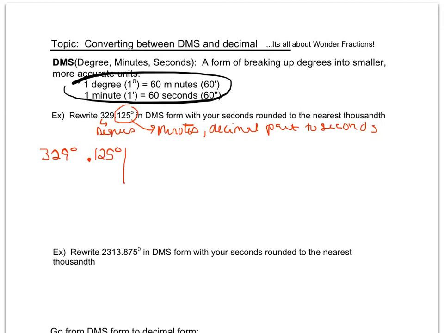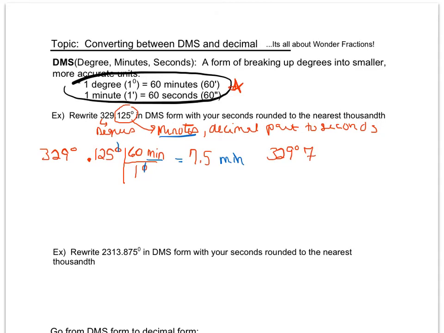So I want to get rid of my degrees and get to minutes. Well, from up here, I see that if I want to get rid of degrees, I can put it down here and say there's 1 degree. If I want to get to minutes, I can put my minutes up here, and I can see there's 60 minutes in 1 degree. So now, using my wonder fraction, I see that my degrees cancel, and I'm going to be left with the unit of minutes, which is fantastic because that was what I wanted to get to first. Multiplying 0.125 by 60, I get 7.5. So now if I look at what I have: 329 degrees, 7 minutes.